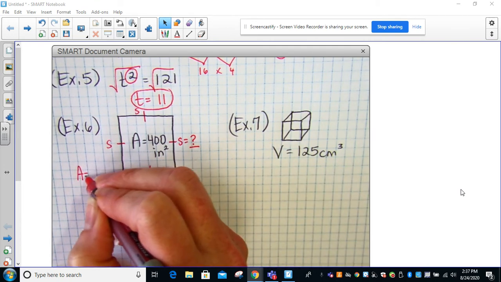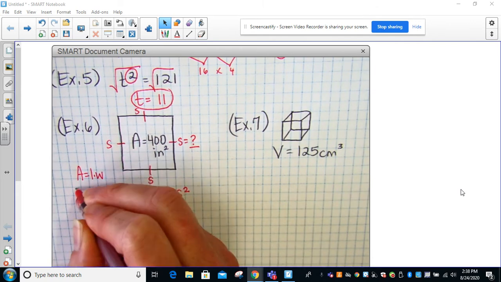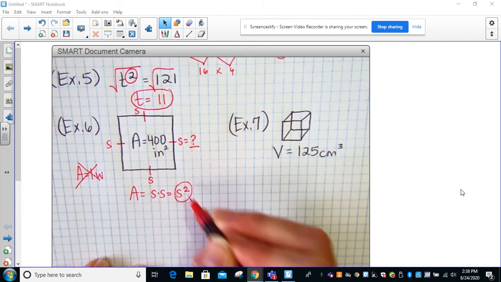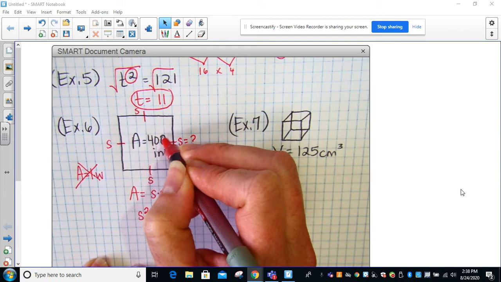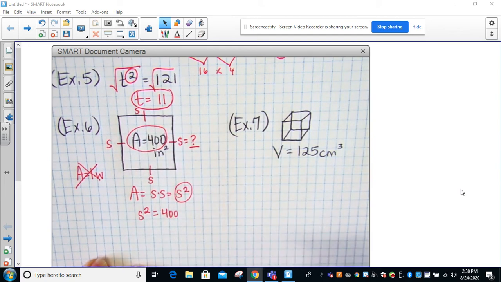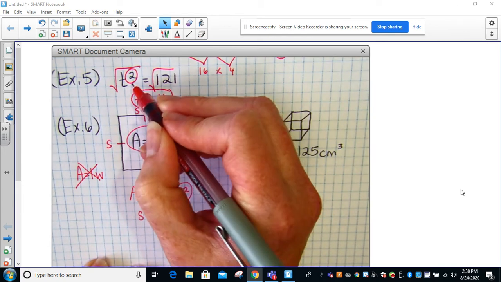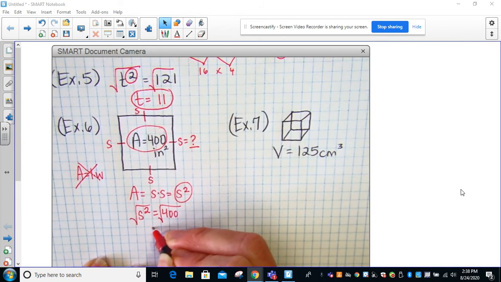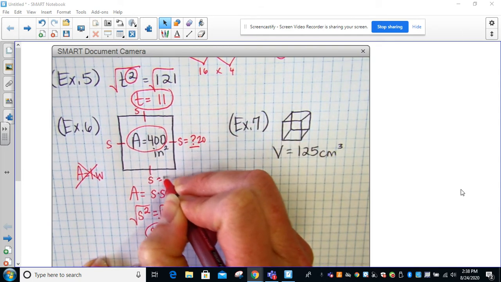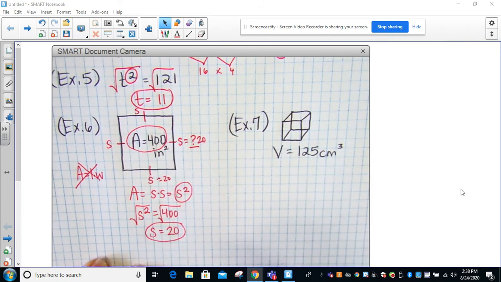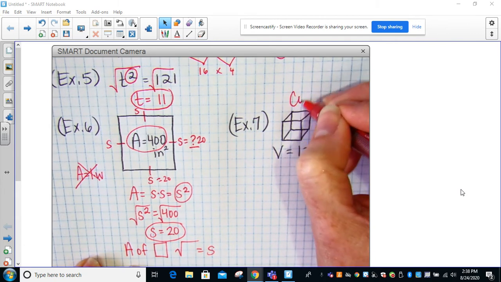So we're going to get out of this length times width business because that's for rectangles. We're going to focus on s squared for squares. So if we know that the s squared, the area, is 400, then to find the length of just the s, just like up here, we're going to take the square root, and that gives me 20. And that makes more sense because 20 times 20 equals 400. So the rule is if you're given the area of a square, you take the square root to get the length of the side.